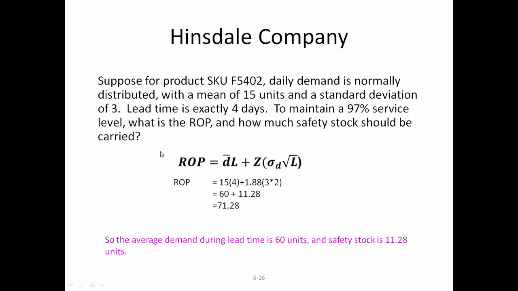All right, so we look at this model, we see that we're given that our average demand is 15 units and our lead time is exactly 4 days. We look up the Z associated with 97%, and that's 1.88. Then we have our standard deviation, which is 3, times the square root of the lead time. The square root of 4 is 2. And we have all the information to put into our puzzle, and we're able to solve.